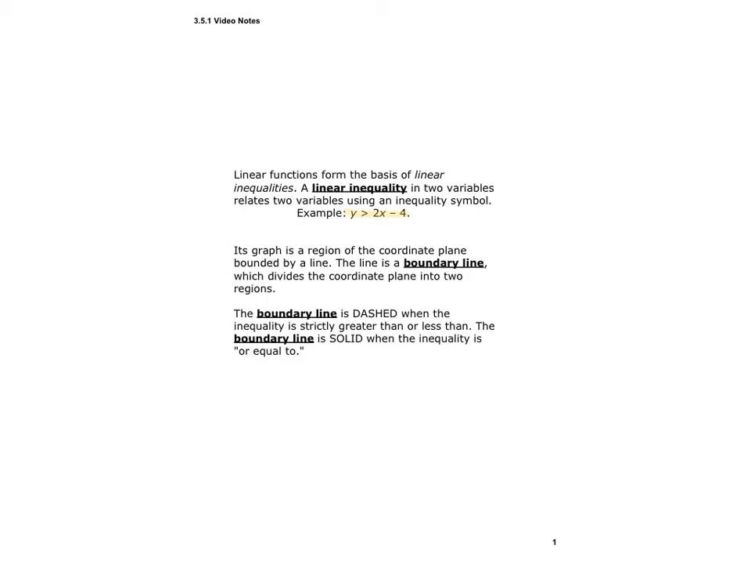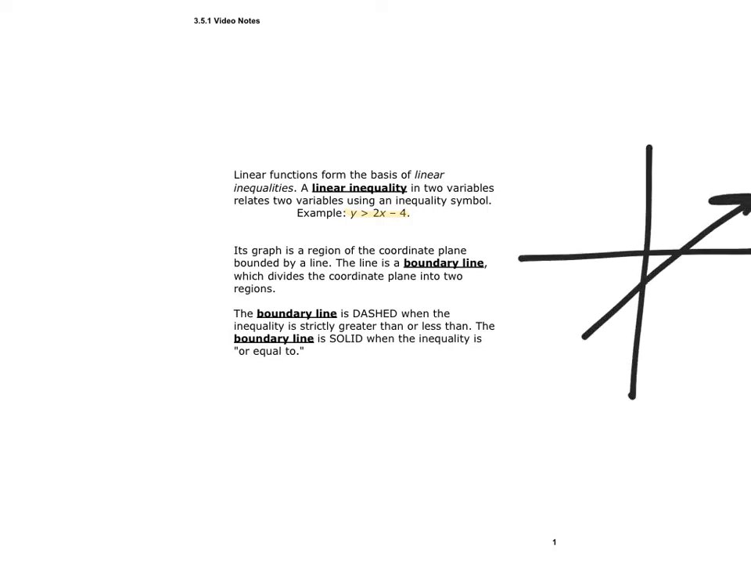So these are going to look a little different. We're going to have a normal line just like this, but with linear inequalities, we will also have some shading. You will either shade above the line or you will shade below the line, and we'll talk about that in the next video. The boundary line is the line that divides the coordinate plane into two regions.